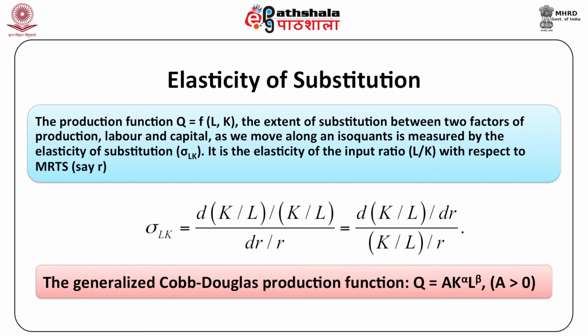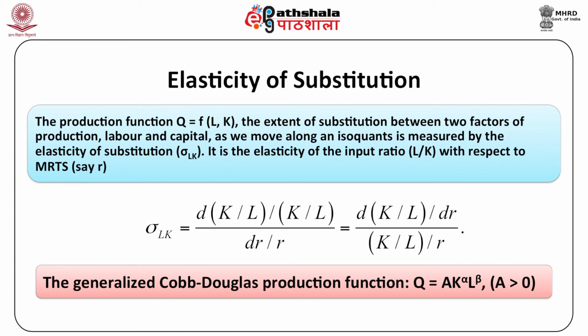Elasticity and substitution. Given the production function Q = f(L, K), the extent of substitution between the two factors of production, labor and capital, as we move along an isoquant is measured by the elasticity of substitution, sigma LK. It is the elasticity of the input ratio K/L with respect to MRTS, R. Thus, sigma LK = d(K/L)/(K/L) divided by dR/R.